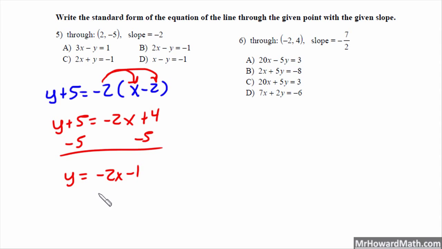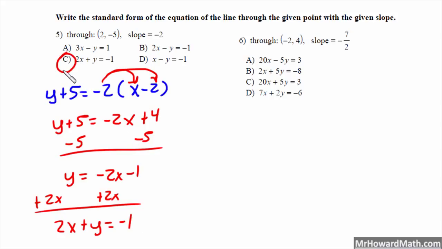Last thing, add the 2x to both sides so that our x and y are on the same side for proper standard form. So 2x plus y equals negative 1. So that would be choice C on the review. Okay, now for problem 6. Through negative 2, 4, slope negative 7/2.